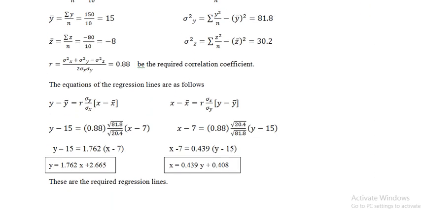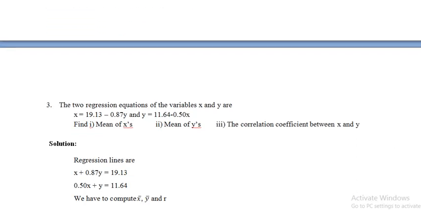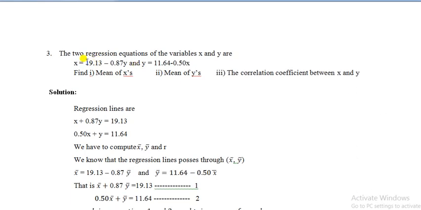Then the third example. The two regression equations of variables x and y are x equal to 19.13 minus 0.87y and y equal to 11.64 minus 0.50x. Then find the means of x, the mean of y, and the correlation coefficient between x and y. That means we will calculate x bar, y bar and the small r value.